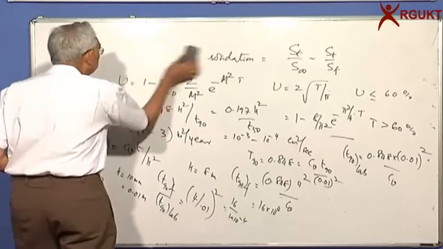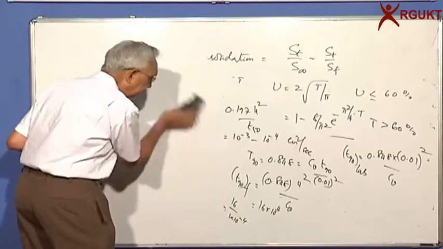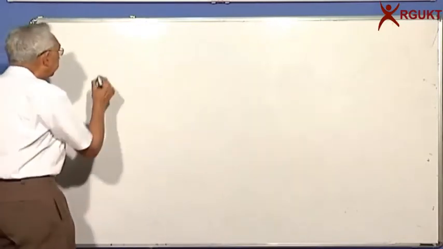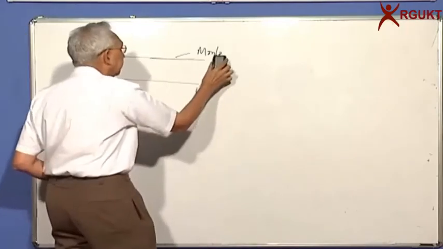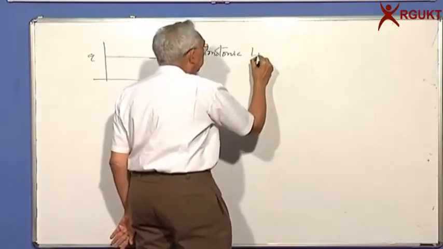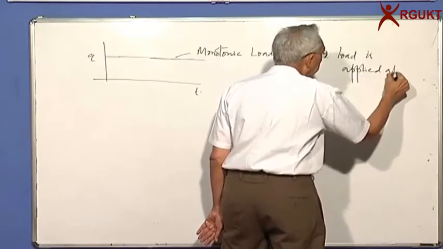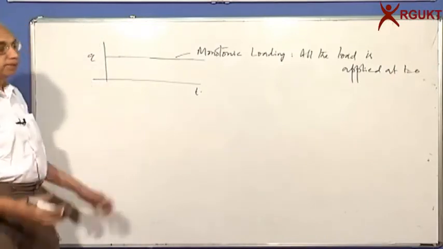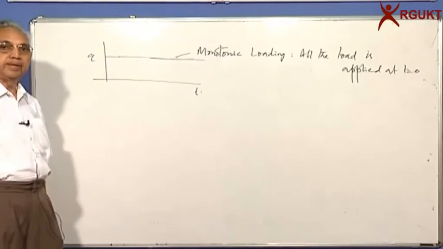One major correction we had to do is that we are not going to apply the load all in one day. Please remember, we said it's a monotonic loading. The solution is valid for monotonic loading, which means all the load is applied at t equal to 0, as if you suddenly put the building or the embankment or whatever load on the ground. It doesn't happen that way.